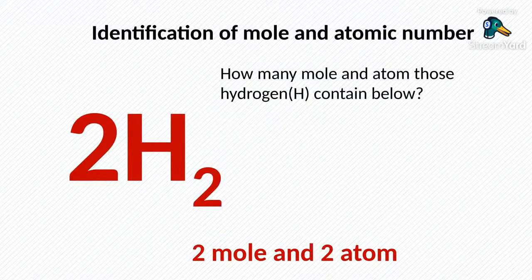We are looking at identification of mole and atomic number. You can see in this element we have 2H2. So we have 2 at the front, and we have 2 acting as a subscript. Now, I can simply say that the hydrogen I'm seeing contains 2 mole and 2 atom. So there are 2 mole of hydrogen and 2 atoms of hydrogen.